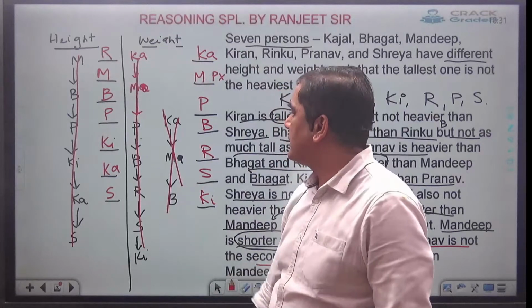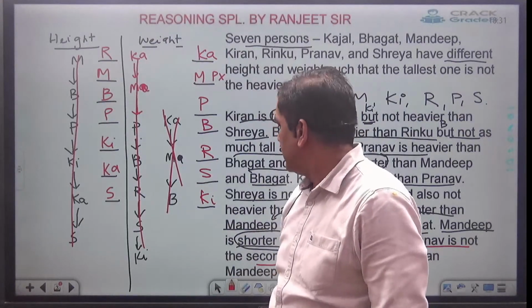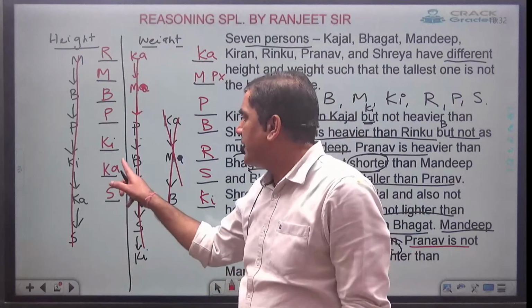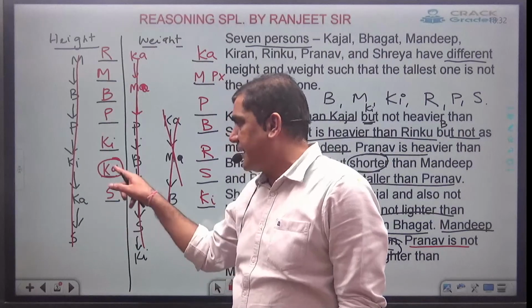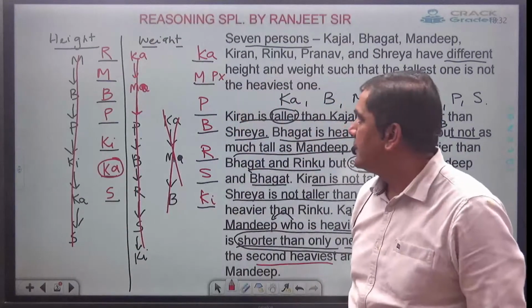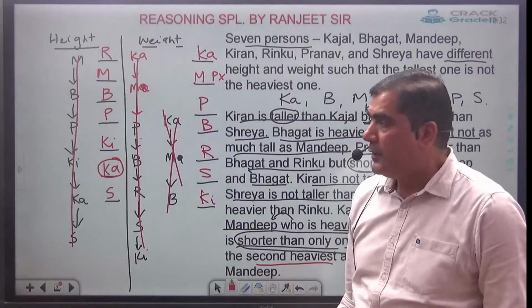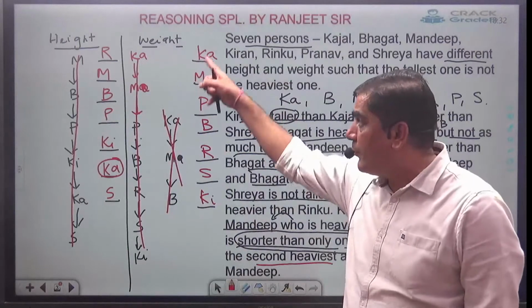Now most of the students will say the second shortest will be what? That should be Kajal. The first shortest is Shreya, second should be Kajal. Clear? So now the question is how many persons are above Kajal in terms of weight?